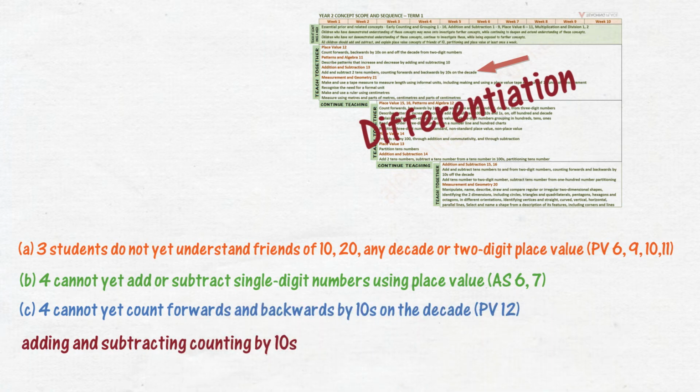All students can engage in the explicit teaching segment of the lesson that includes A. Friends of 10, 20 and any decade, two-digit place value. B. Adding and subtracting single-digit numbers using place value. C. Counting by tens on the decade. And adding and subtracting tens numbers counting by tens. What does differentiation using these sample levels of understanding look like?